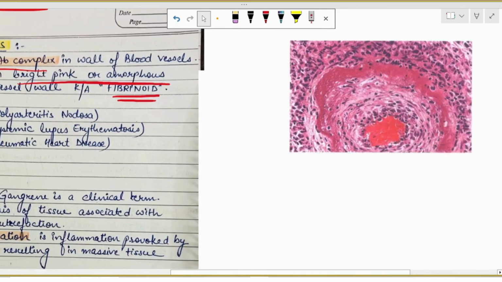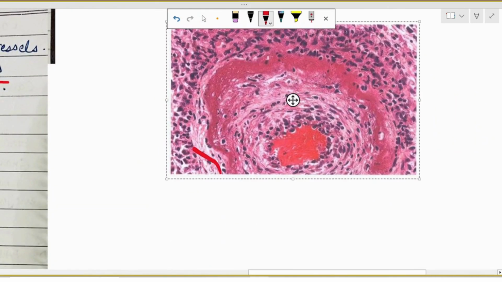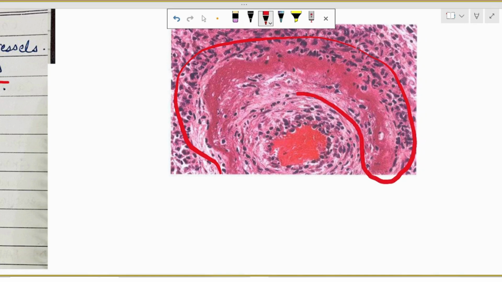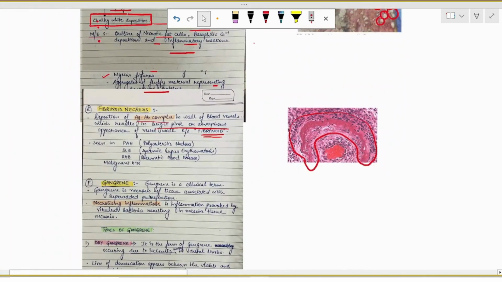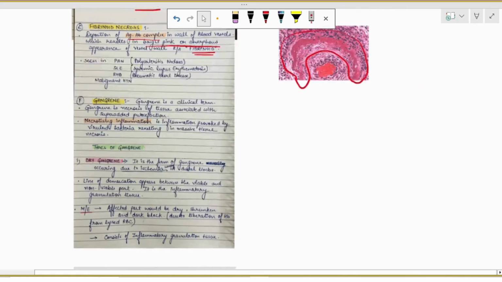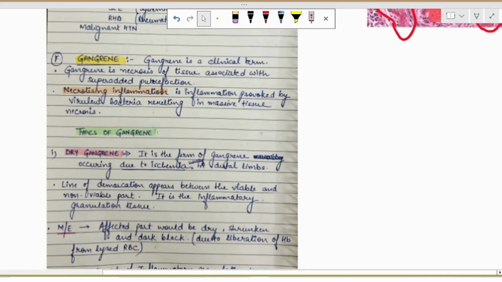How will fibrinoid necrosis appear to us microscopically? See, this is a pinkish deposition that happens in the wall of the blood vessel. This is how fibrinoid necrosis will appear to us. So moving on to the last type of necrosis, that is gangrene.